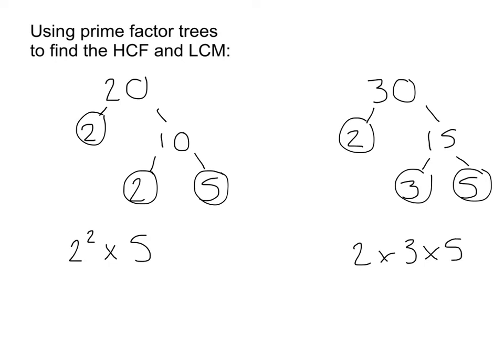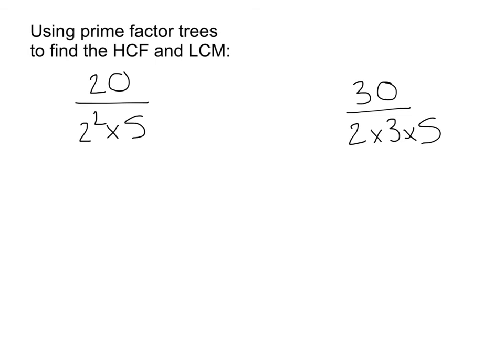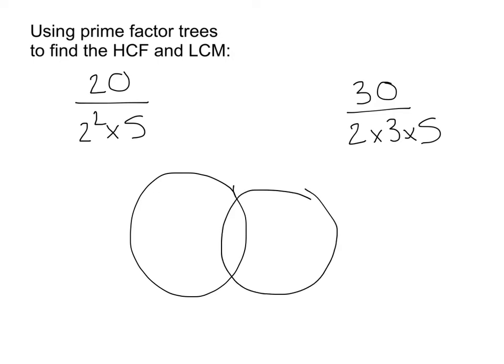Now we've done this, let's make our Venn diagram and look at finding the highest common factor and lowest common multiple. So now that we've written both of those in index form, again, like I said, let's do our Venn diagram. And let's look at what they've got in common. Well, they both have a 2, and they both have a 5. 20 has another 2, so I'll put that on the left, and 30 has a 3, so I'll put that on the right. So the highest common factor is the product of those numbers in the middle, so that's 2 times 5, which is 10.